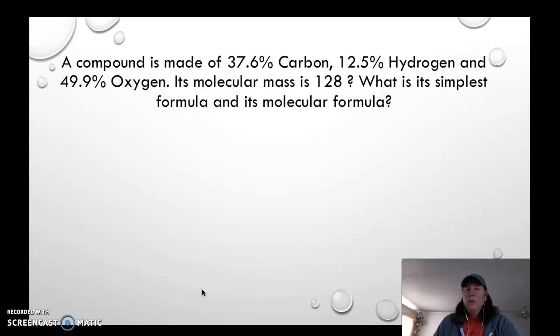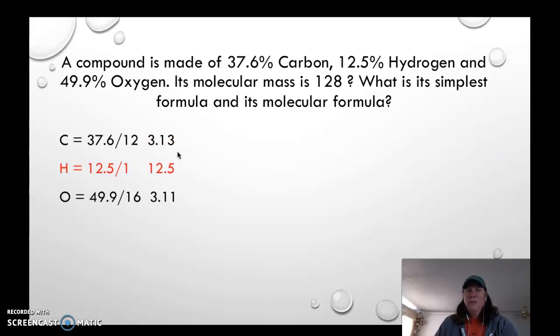Okay, here now we have to find the simplest formula and the molecular formula. So again, we're going to take carbon, 37.6, and divide by 12. That's its mass from the periodic table. Its mole ratio is 3.13. We'll do the same thing with hydrogen, 12.5. Good thing hydrogen's 1, right? It's 12.5. And oxygen, 49.9 divided by 16 is 3.11.